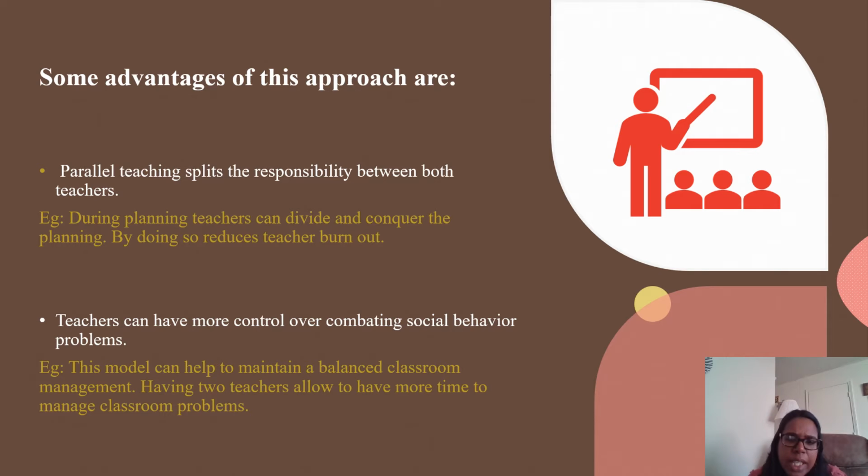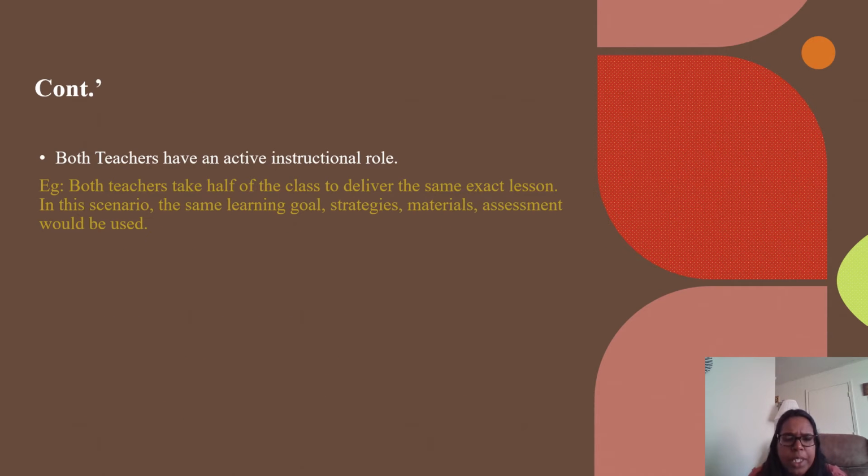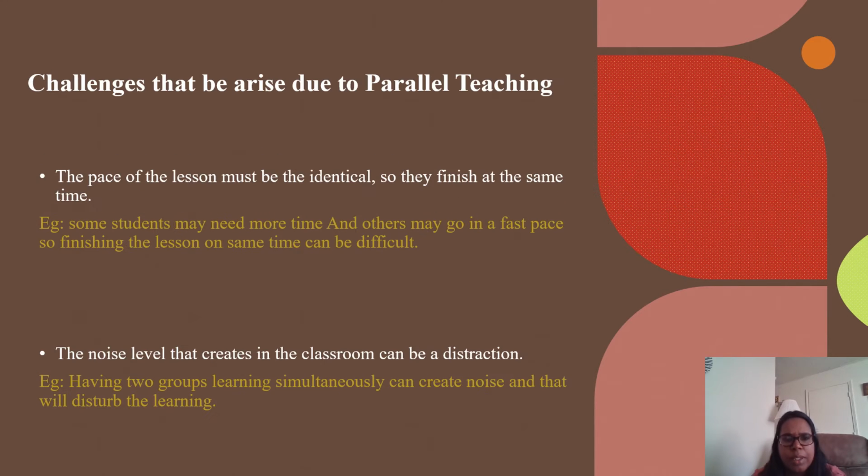Number two, teachers can have more control over combating social behavior problems. For example, this model can help to maintain balanced classroom management. Having two teachers allows more time to manage classroom problems. Number three, both teachers have an active instructional role. For example, both teachers take half of the class to deliver the same exact lesson. In this scenario, the same learning goals, strategies, material, and assessment would be used.